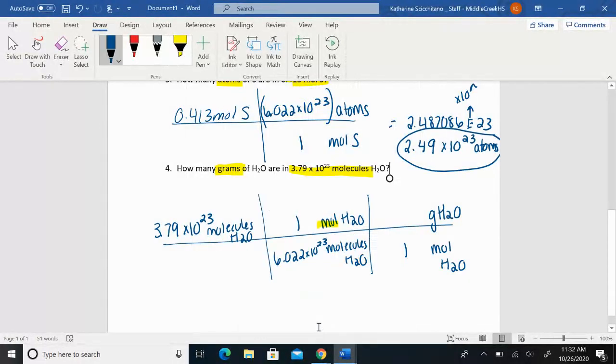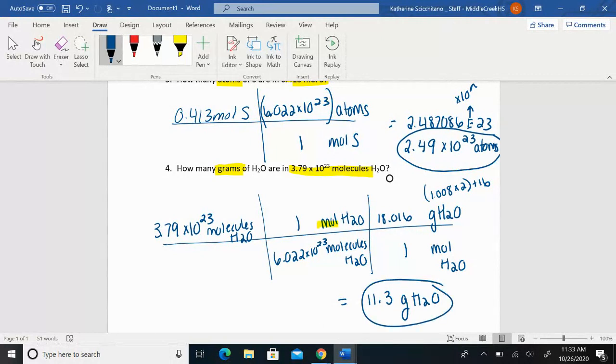And I do that by adding up 2 hydrogens and an oxygen. So each hydrogen is 1.008. Multiply that by 2 since we have 2 of them, plus 16. So it's 18.016. So in order to solve that, I'm going to multiply across and then divide by everything that's on the bottom. So go ahead and try that, and I'll put my answer up. And I get 11.3 grams of water. And that's how you do mole conversions.